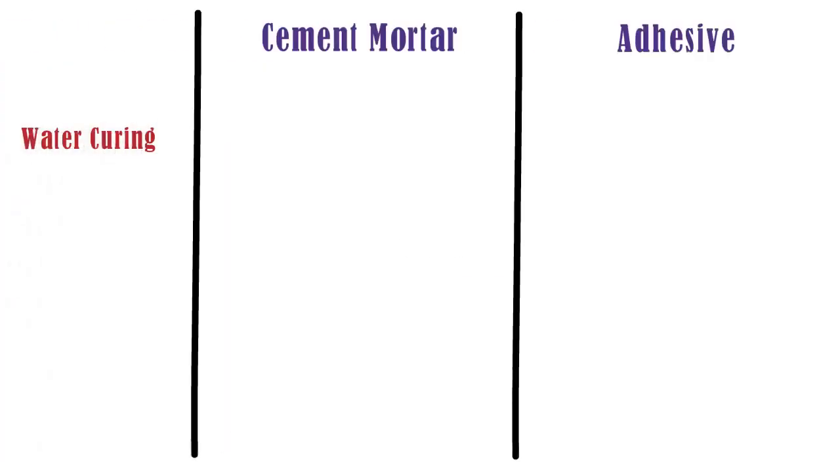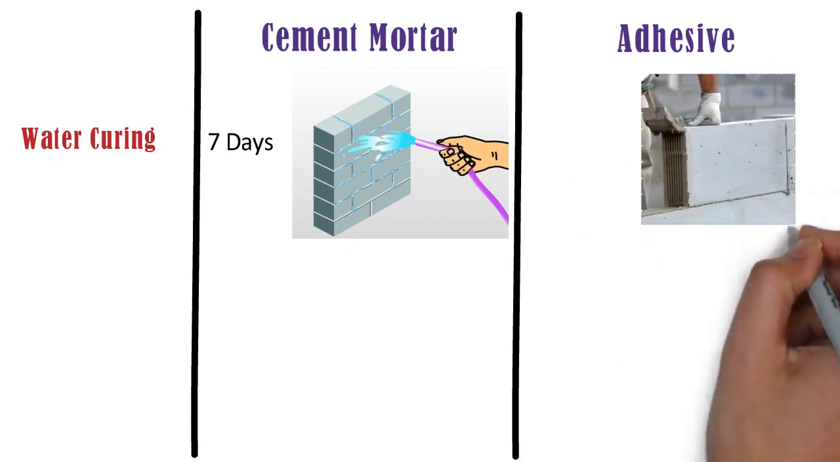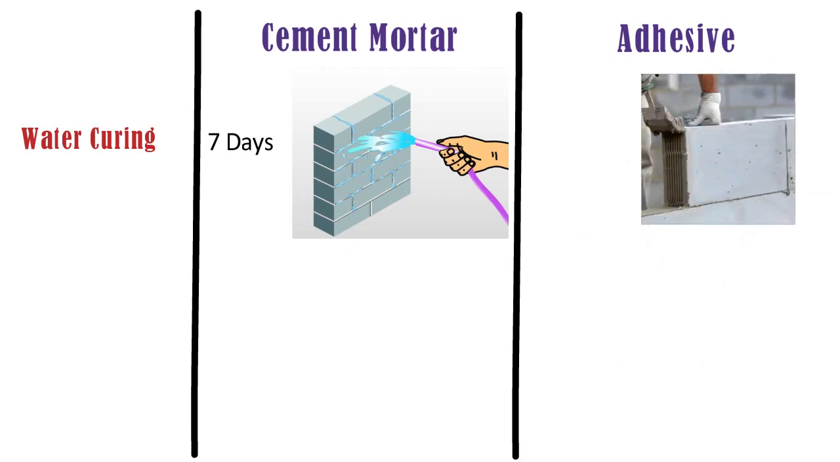Water curing. In case of cement sand mortar, water curing is required for a duration of 7 days. Whereas adhesives are formulated such that they are self-curing. No water is needed for curing the adhesive, and hence they help in saving water as well as money.